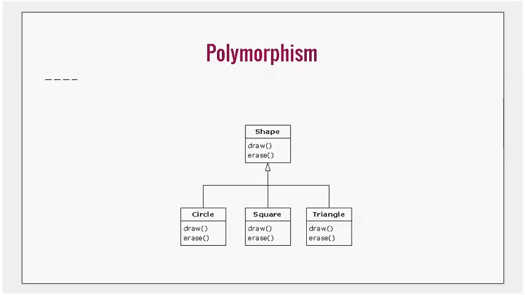So here is a very simple diagrammatic explanation of polymorphism. For example, let's say this is a shape class, and it has got three classes: circle, square, and triangle, which inherit or extend the shape class. So basically this means that circle, square, and triangle are all three of them types of shapes.